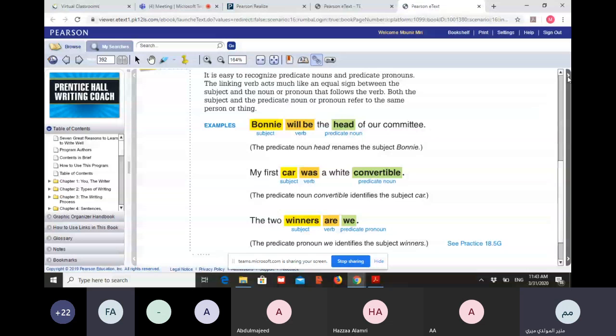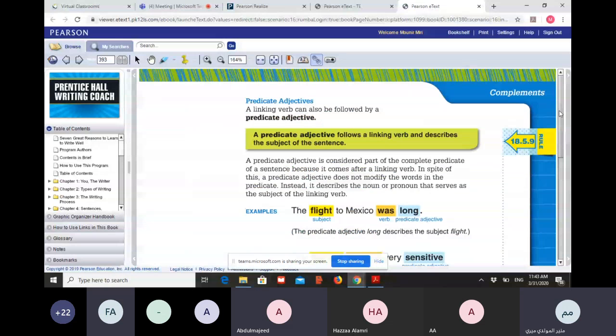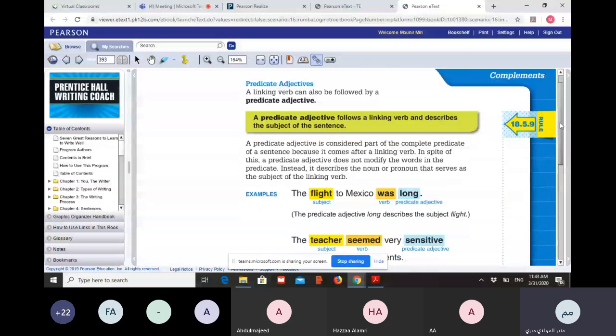So now we've covered two important points: the predicate noun and the predicate pronoun, both of which are subject complements. Now the third and last point is the predicate adjective. What is the predicate adjective? It is clear from its name. It must be an adjective and not a noun, not a pronoun. Look at these examples. I need Hazza, can you read, please?